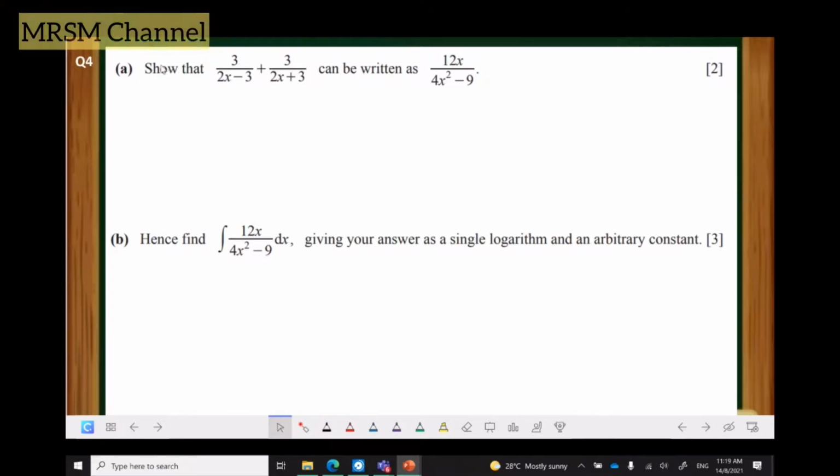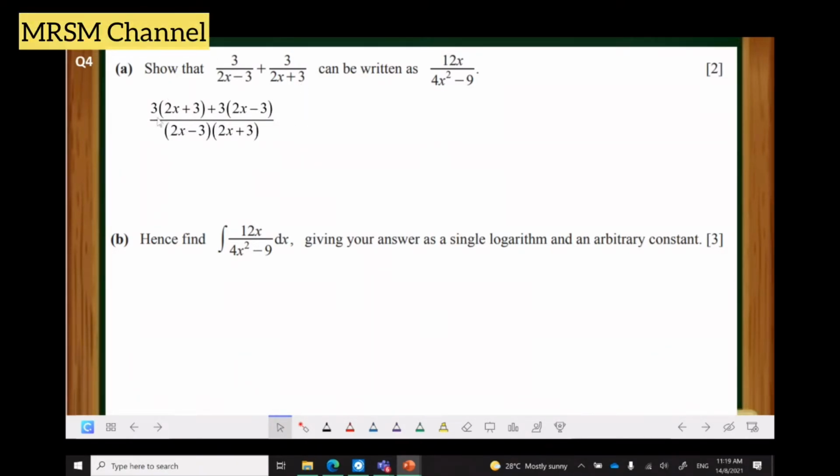Okay, soalan A. Dia kata show that this one we have two fractions, alright, so now can be written as one single fraction. So as usual, bila kita ada fraction, kita nak tukar dia jadi single fraction, so we have to equate the denominator. Okay, equate the denominator, the first fraction you have to multiply by 2x plus 3. The second fraction kita multiply dengan 2x minus 3. So what happened? We will have this.